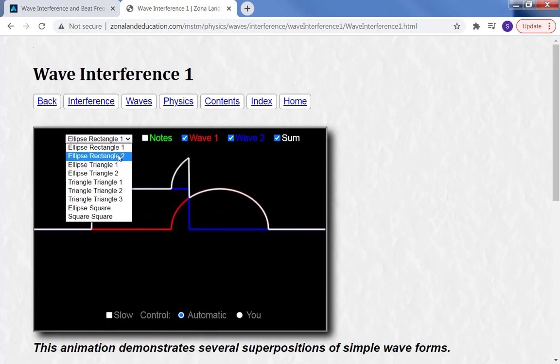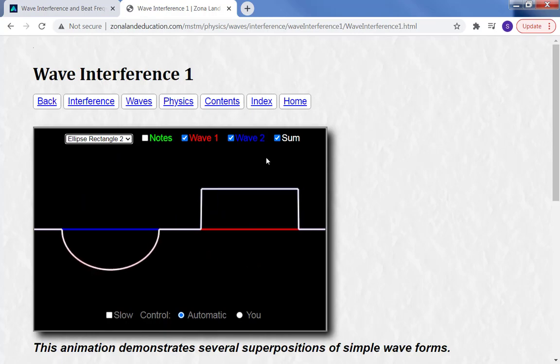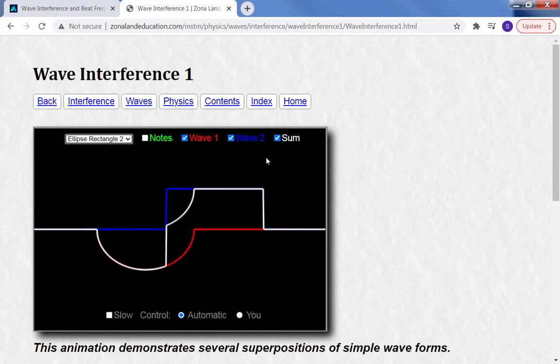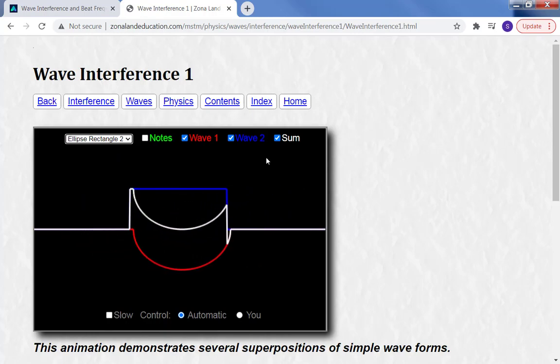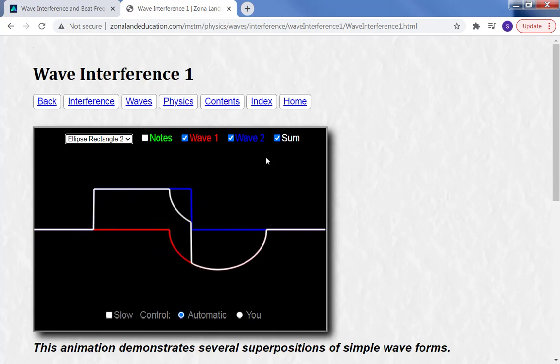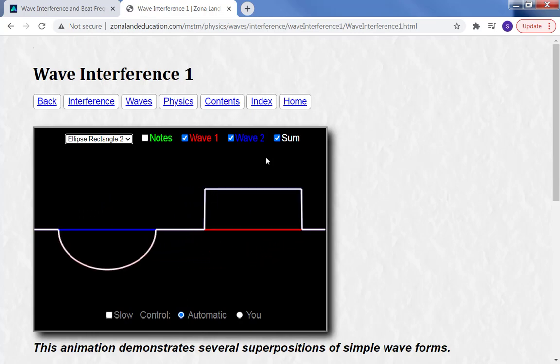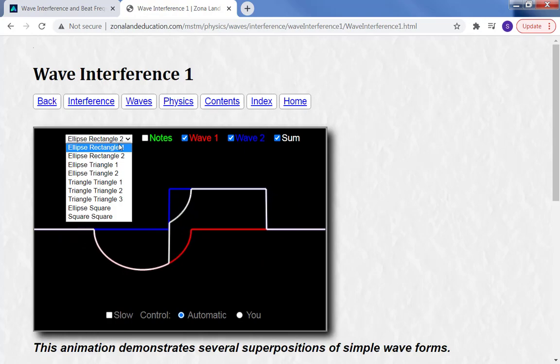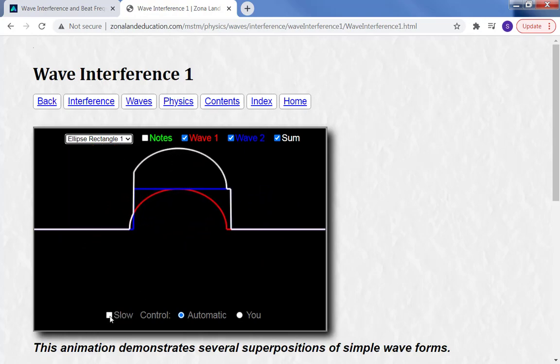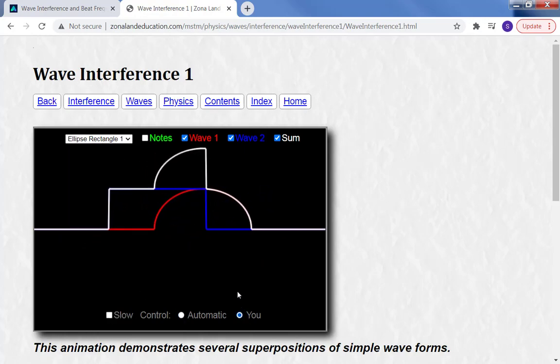On the other hand, I could make destructive interference by flipping one of them over so that when they add together, that white line gives me something smaller. What I will say also, I'm going to go back to the first one here and make it so I can control it here.